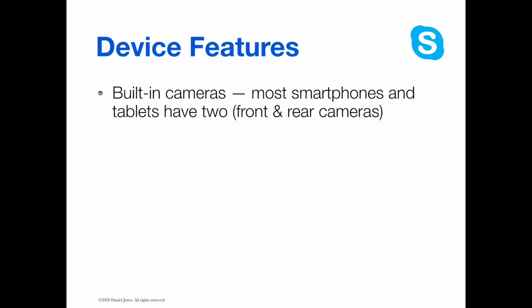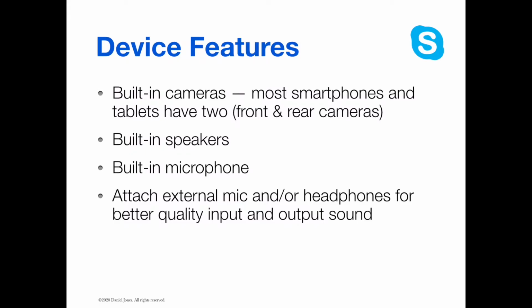Built-in cameras are part of all smartphones and tablets, and most of them are going to have both a front and rear camera. They have built-in speakers, they have built-in microphones, but if you want better quality, you may want to consider attaching an external microphone or headphone for better input and output quality of sound.